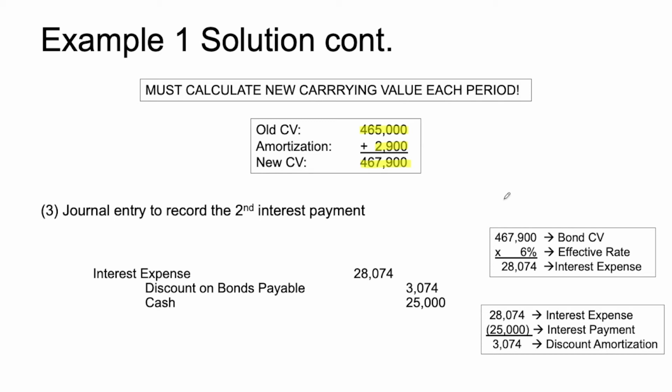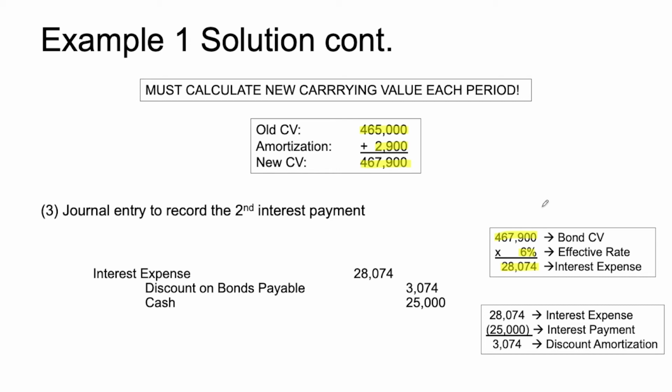So again, just following those steps, first we're going to want to solve for interest expense. We take the new carrying value of our bond at $467,900, multiplied by that same effective rate at 6%, and we get interest expense of $28,074. Of course, we already solved for our interest payment, which we know is $25,000, so we don't need to solve for that again. The interest payment will stay the same throughout the life of the bond.